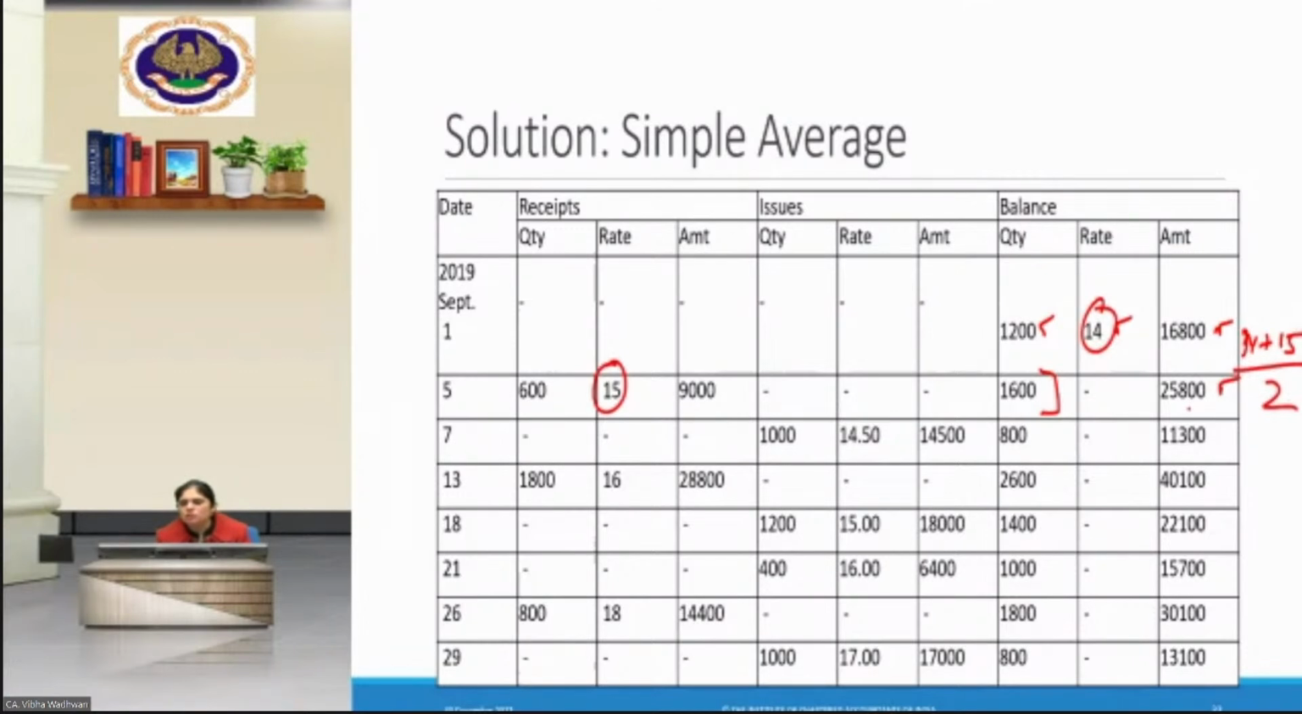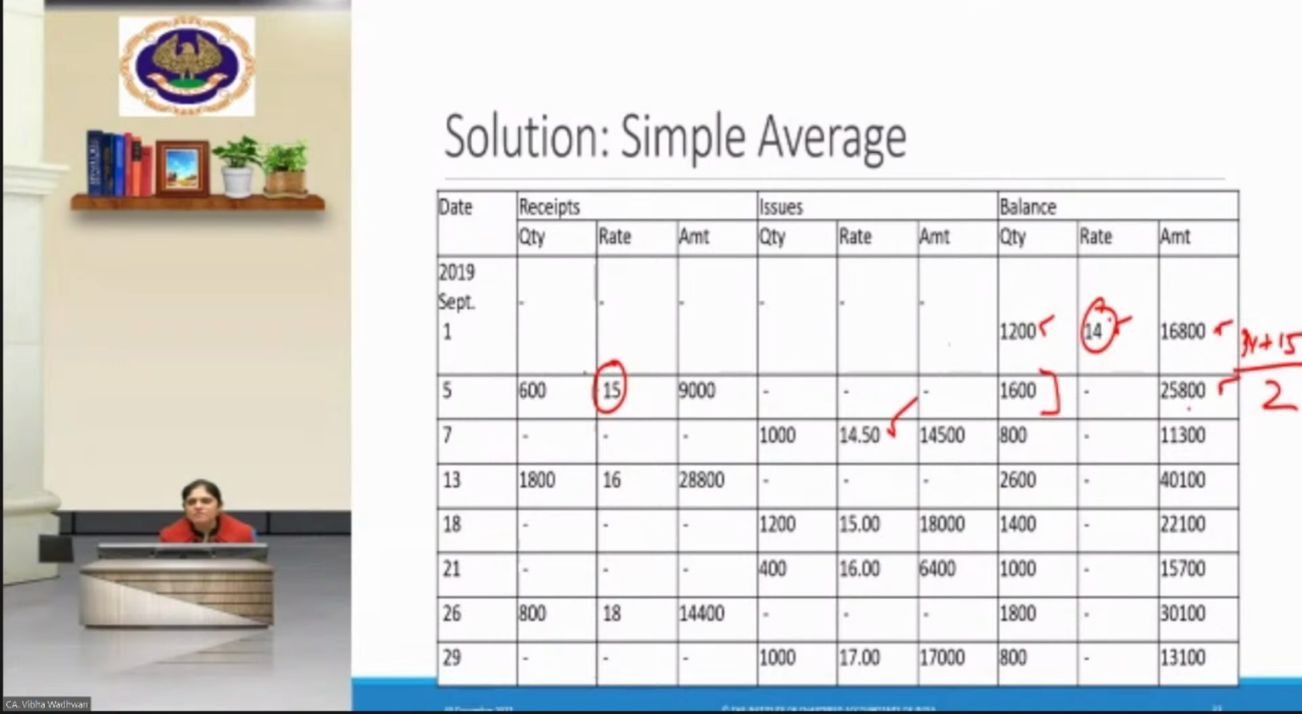The denominator will be the number of lots I have taken. There are 2 lots available, so divided by 2. If there were 4 lots available, I would have divided by 4. So it is a simple average of the rates of the lots which are available. 14 plus 15 divided by 2, the first average rate comes out to 14.5. The issue will be made at the average rate rather than a specific lot rate.